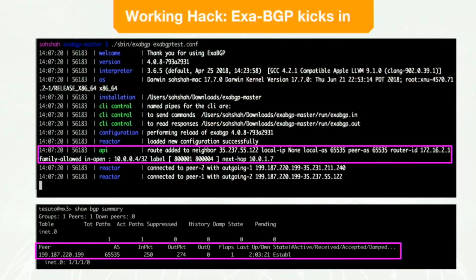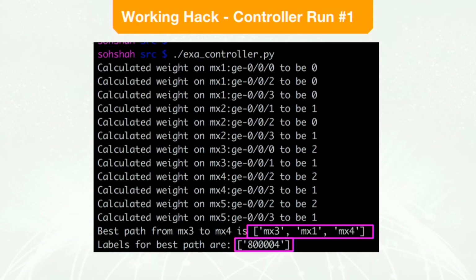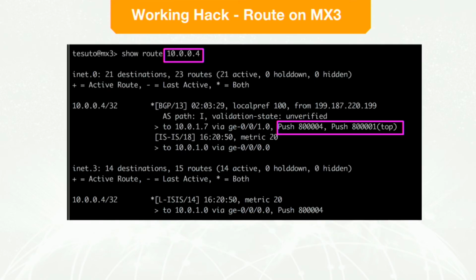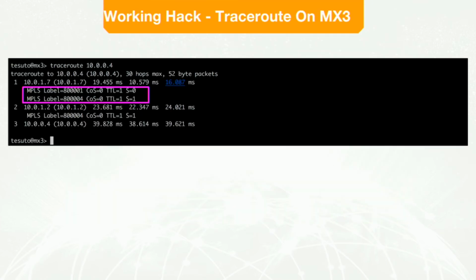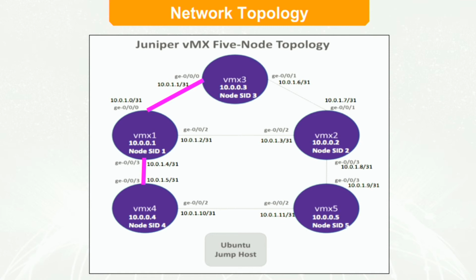So yeah, I think all of this has been covered before, but I'll quickly go through some of the hacks. So we start off with XRBGP. The first one was the SPF calculation, which was pushed as 1314. We saw the routes. We also got the labels on traceroute. So this was the path which was taken, VMX3 to VMX1, and then to VMX4. We have largely routed on node SIDs. We would love to check adjacency SIDs as well while configuring SR.